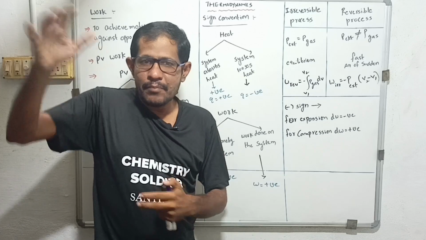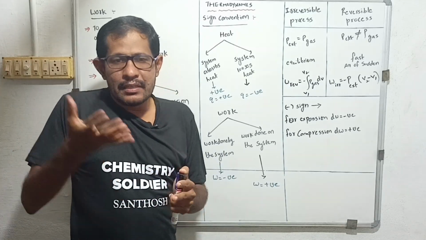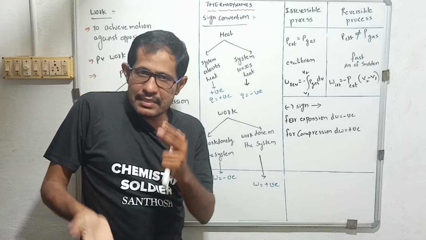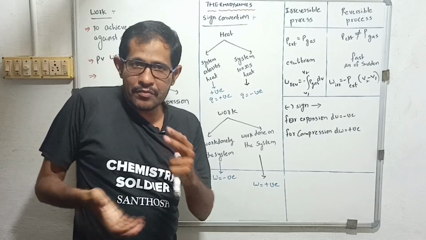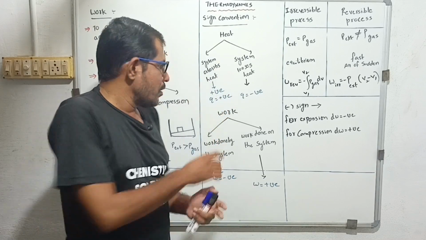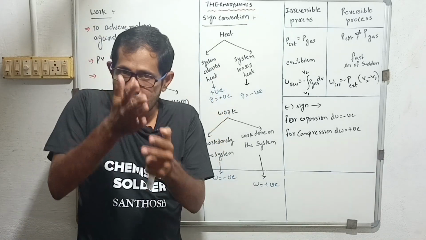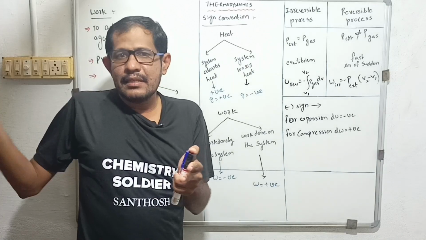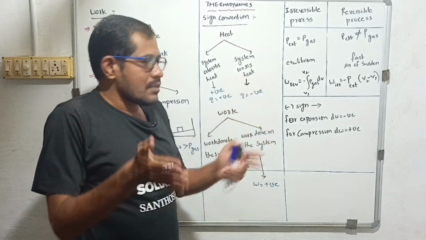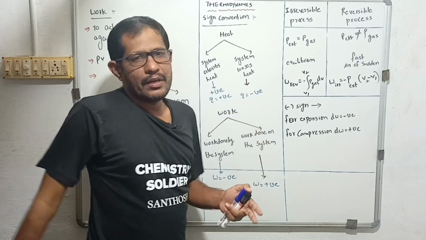By gaining heat, there is an increase in the internal energy of the system, right? That's why when the system absorbs heat, Q absorbed, you give the positive sign. When the system loses heat, there is a decrease in the energy of the system. That's why if Q is released, our system loses heat, we give the negative sign.